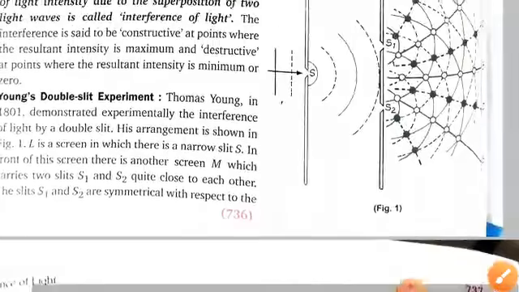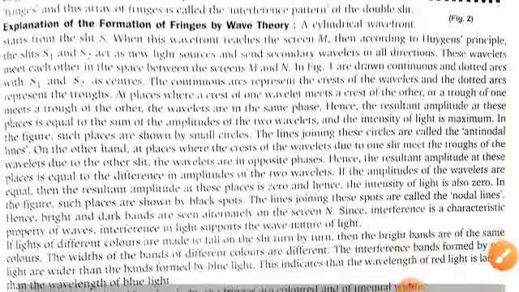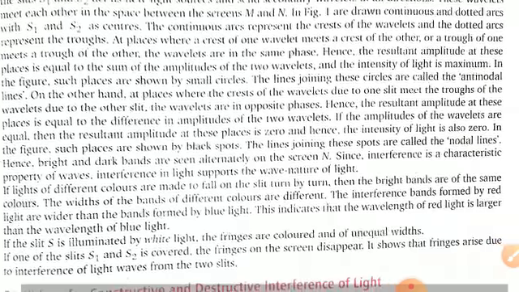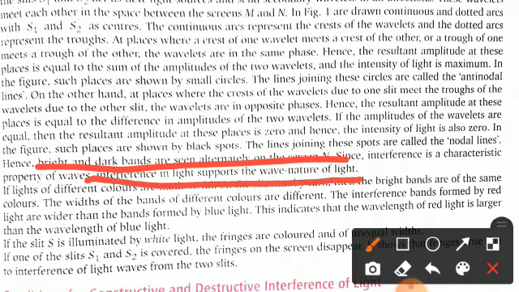You can see here in the figure the nodal and antinodal lines. The bright spots joined by those lines are called antinodal, and the lines which join the dark spots are called nodal lines. Fine. Hence the bright and dark bands are seen alternately on the screen. Since interference is a characteristic property of waves, interference of light supports the wave nature of light. You have to remember what nature interference supports. So it supports the wave nature of light.